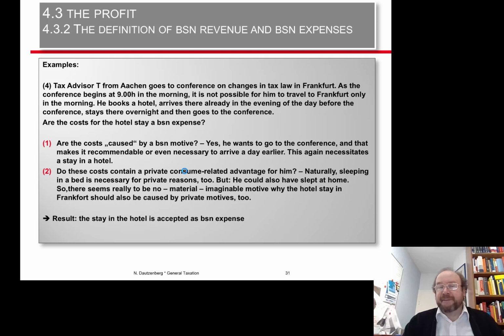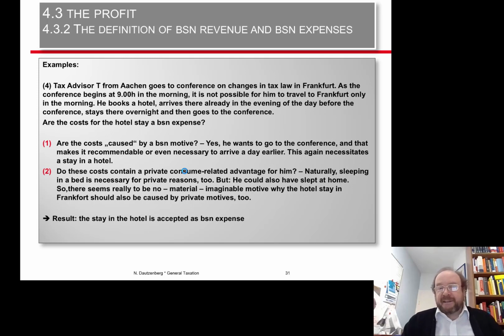And the answer is, first test, are they caused by business? Yes, he did it in order to be able to attend the conference in a reasonable way and in a profitable way. So the hotel stay had a business motive. Do the costs also contain a private, so consumer-related advantage for him? Now one might argue that the ability to sleep in a bed is of immense private importance.